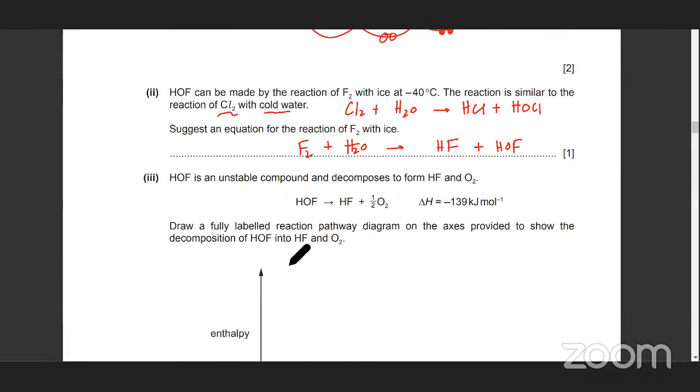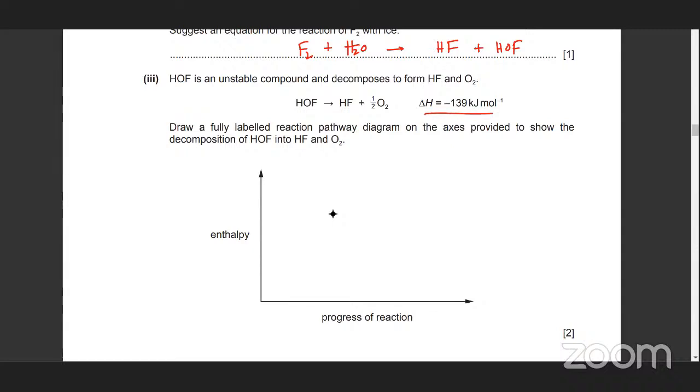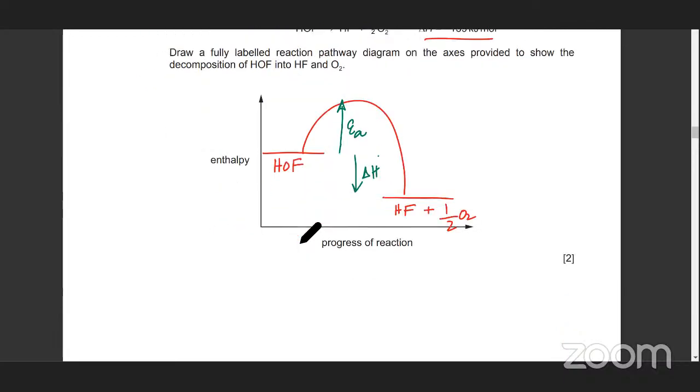Next one: HOF is an unstable compound and decomposes to form HF and O2. You have to draw the energy profile diagram. It's an exothermic reaction. So something like this. This would be HOF, and this over here would be HF plus half O2, so that's the decomposition happening. Draw it labeled as well, so start labeling it. Two things: this is going to be the enthalpy change, delta H, and this over here from the reactants to the top is the activation energy. So those are the two labels that would be needed, and the arrow direction should be correct.